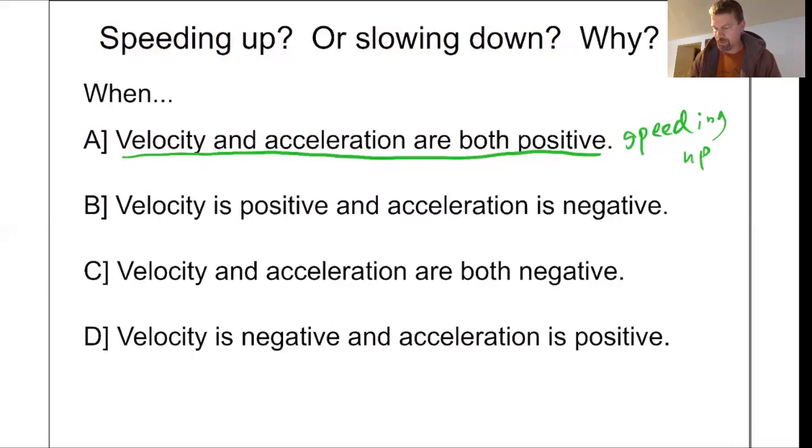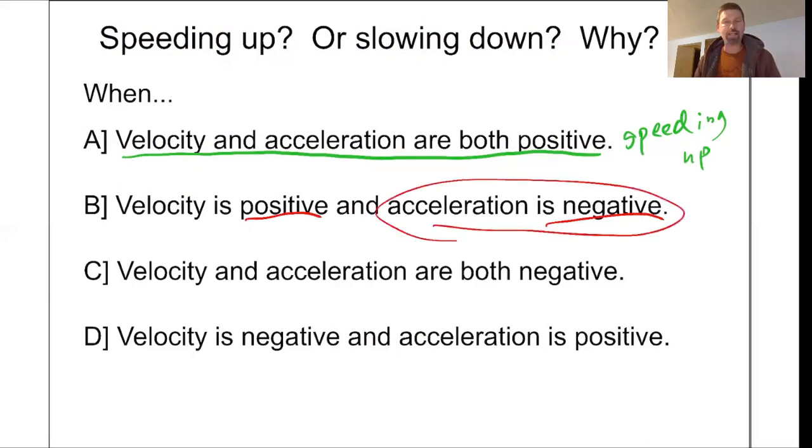However, the next one, if velocity is positive but acceleration is negative, that means you had a positive velocity. You're going in the forward direction, but you were accelerating in the negative direction. That's the opposite way. You're accelerating in the backwards direction, which means you were going forward, but your acceleration is negative, it's backward. It's going to slow you down.